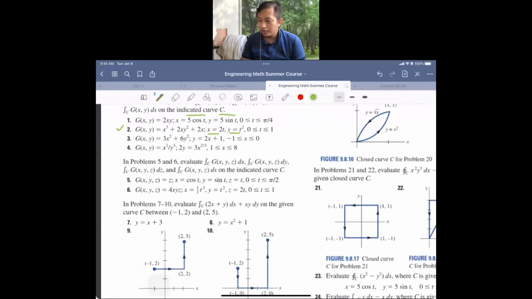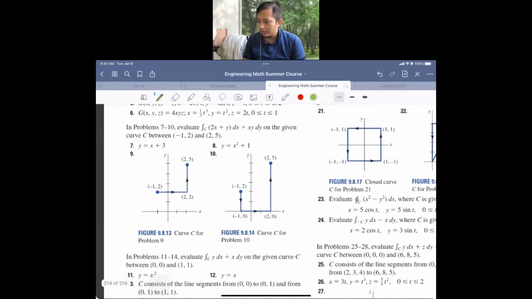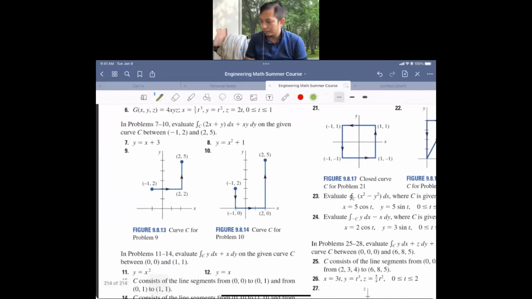I think number 5 and 6 are also similar to number 1 to 4. The difference is you have 3 variables, so I think I just skip this for now.